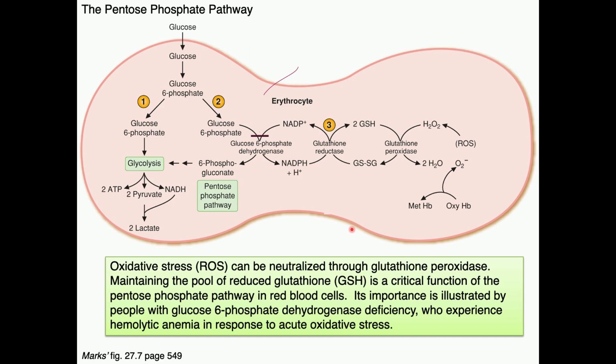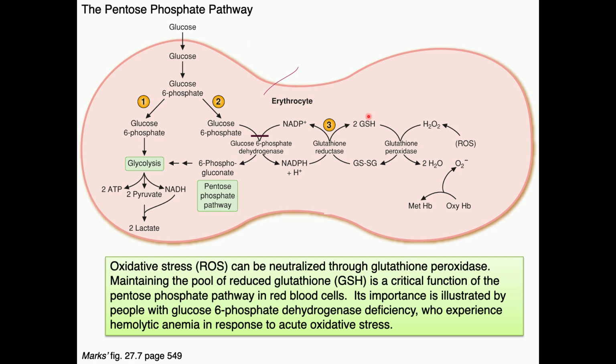That NADPH then provides reducing power for glutathione reductase, which, as its name suggests, takes the oxidized form of glutathione and reduces it to the reduced form of glutathione. This reduced form of glutathione then provides reducing power for glutathione peroxidase, which is the major neutralizer of hydrogen peroxide, one of the major oxidant stresses within the cells.